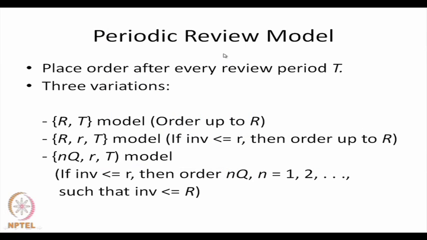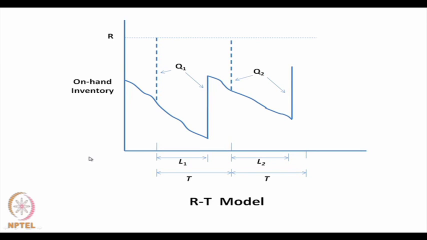Compare that to another type of model, which is called the periodic review model. Here we place an order after every review period capital T, and there are quite a large number of variations. The RT model, that is, order up to R. The RRT model: if inventory is less than or equal to R, then order up to R. Or the NQRT model: order a constant times Q, where n can be 1 or 2, such that inventory is less than or equal to R. There are many variations, and we show them in this graph.